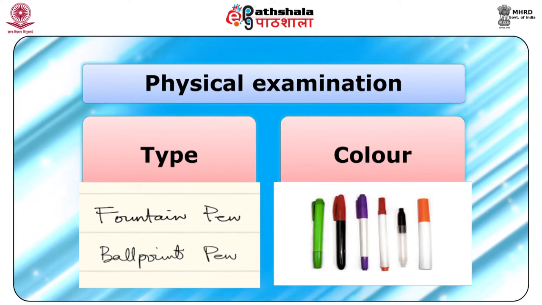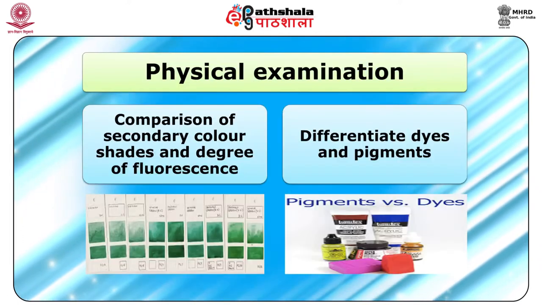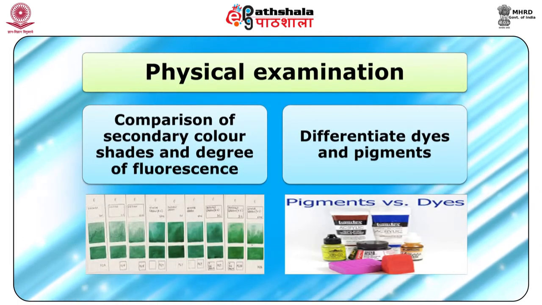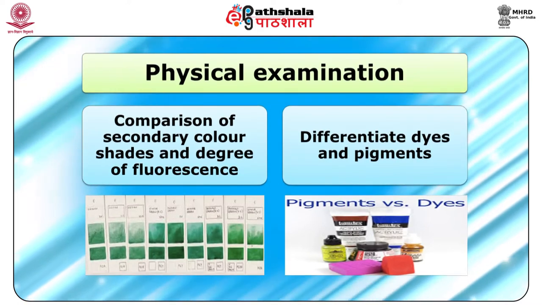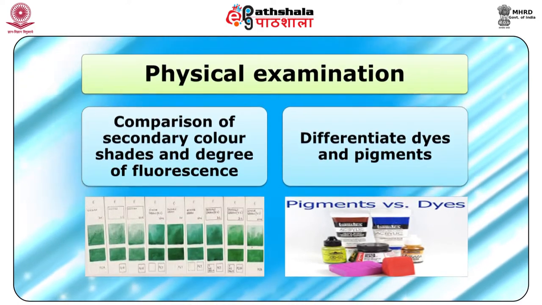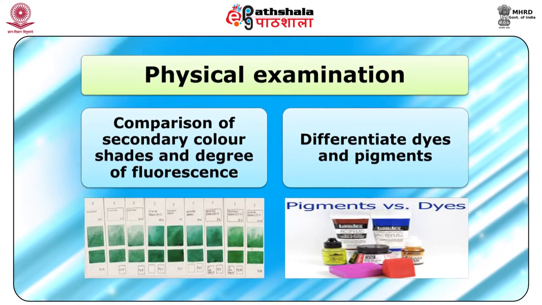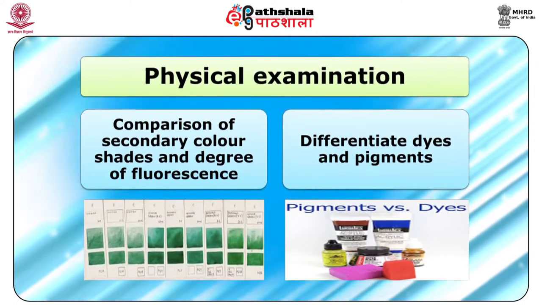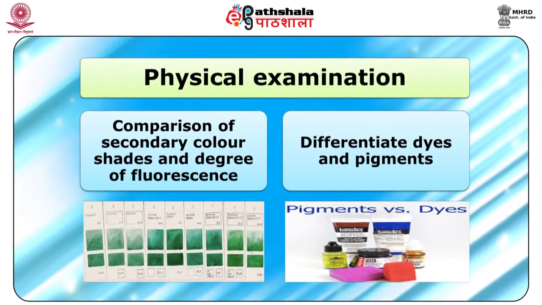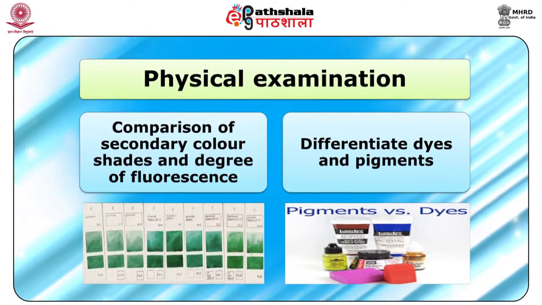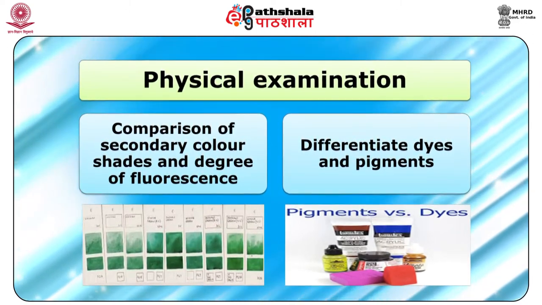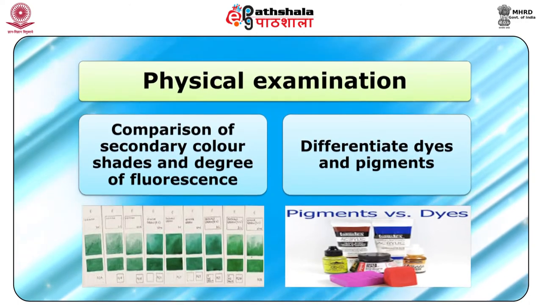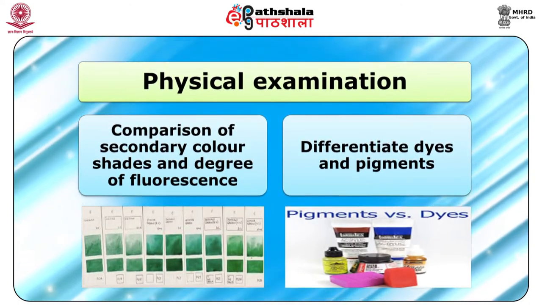Number 2, color of the ink. Number 3, comparison of secondary color shades. Ultraviolet rays are used to compare the degree of fluorescence. Number 4, infrared rays are used to differentiate dyes and pigments, and especially ballpoint pen inks.